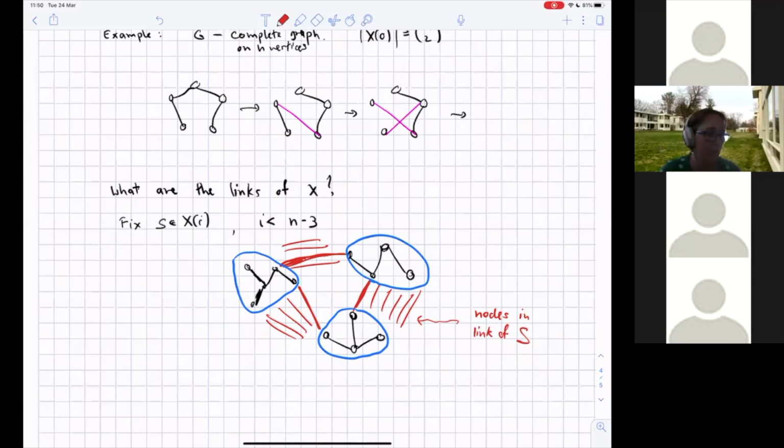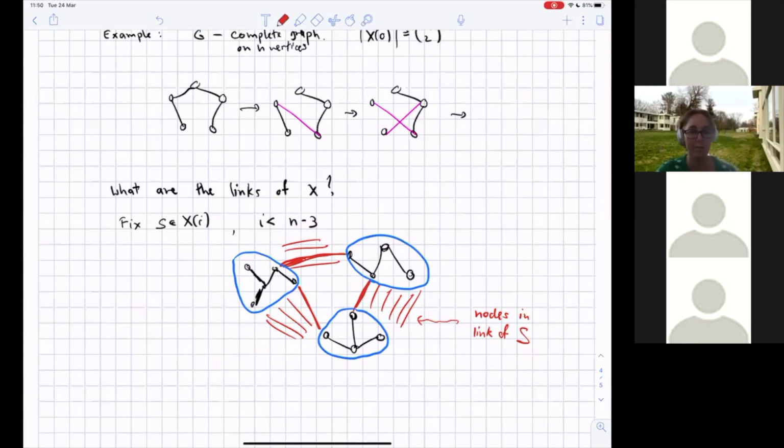Of course, it depends on the graph G. The size of the link can be large or it can be small. If G was the complete graph, as in our example, then it will be just all possible edges between these components. So these are just the nodes in the link of S.